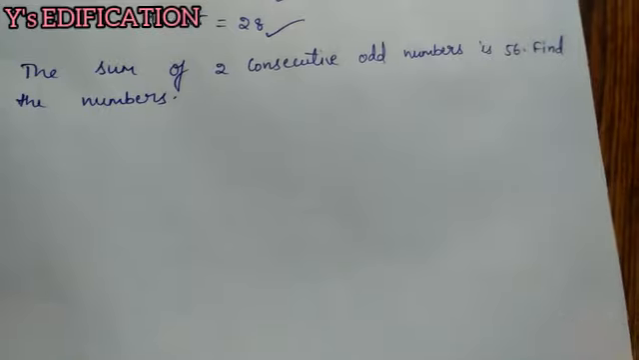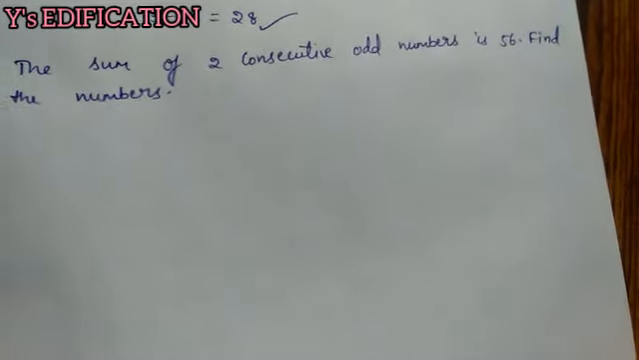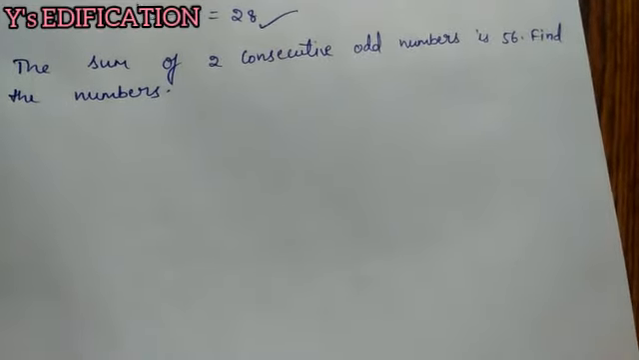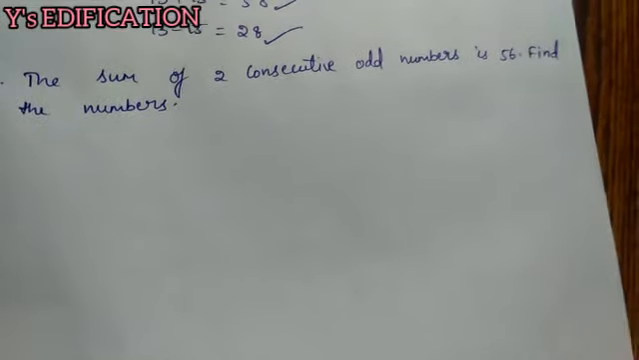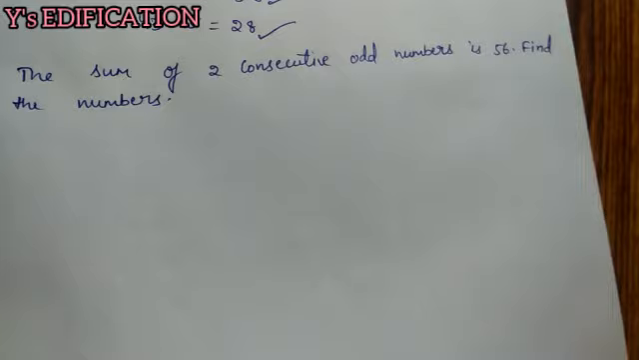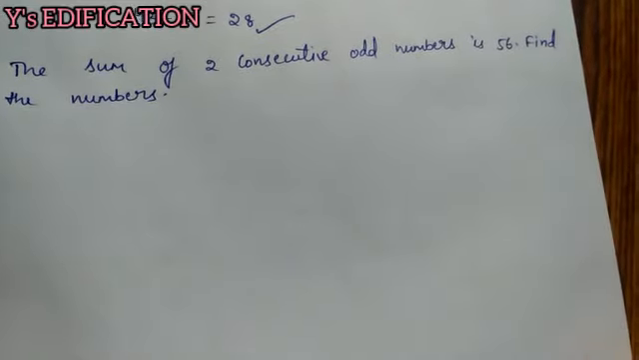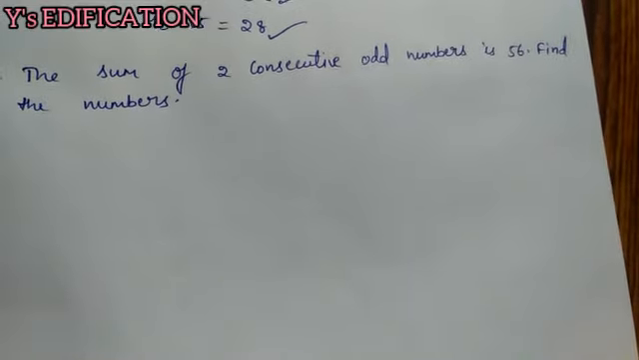So, two consecutive odd numbers means 1 and 3 are consecutive. 3, 5 are consecutive. 5, 7. We can say 7, 9 are consecutive. So, the immediate numbers are known as consecutive numbers. So, they gave that the sum of the two consecutive odd numbers is 56.